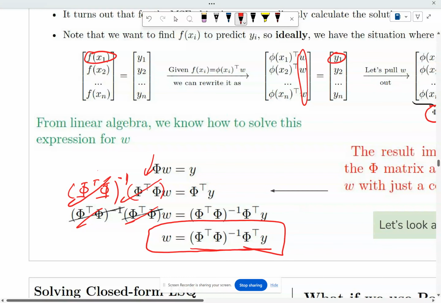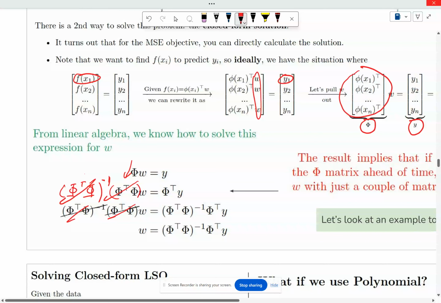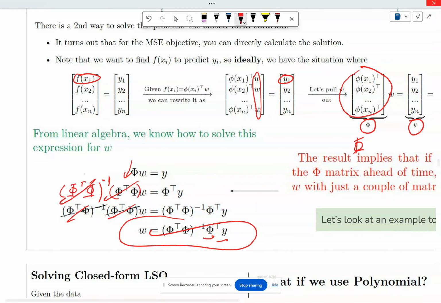So we don't have to actually go through gradient descent in this case. All we have to do is identify this phi matrix. So we know phi. And then we simply times phi transpose times phi, find the inverse of that, and then multiply them out. Okay, so then you get the weight automatically. So this is an alternative approach to solve the same problem.